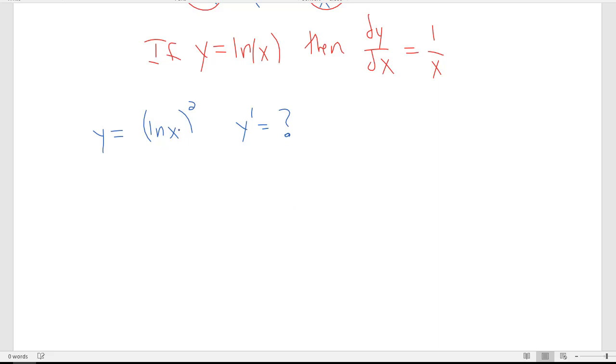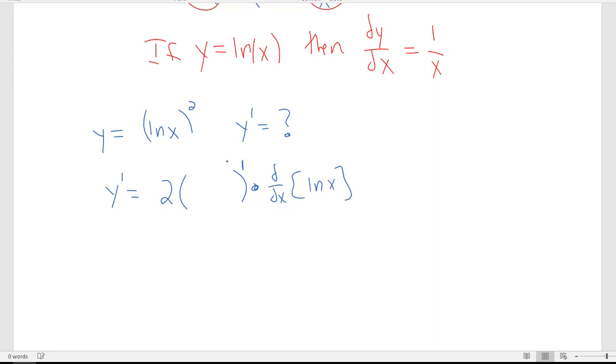We now know the derivative of ln of x is 1 over x. But in this case, we have a nested function. We have a composition of two functions: the composition of the base e log and the square function. So this involves the chain rule. y prime is going to be the derivative of the outer function. The outer function is the square, so there's the derivative of the outer, and then times the derivative of the inner function.